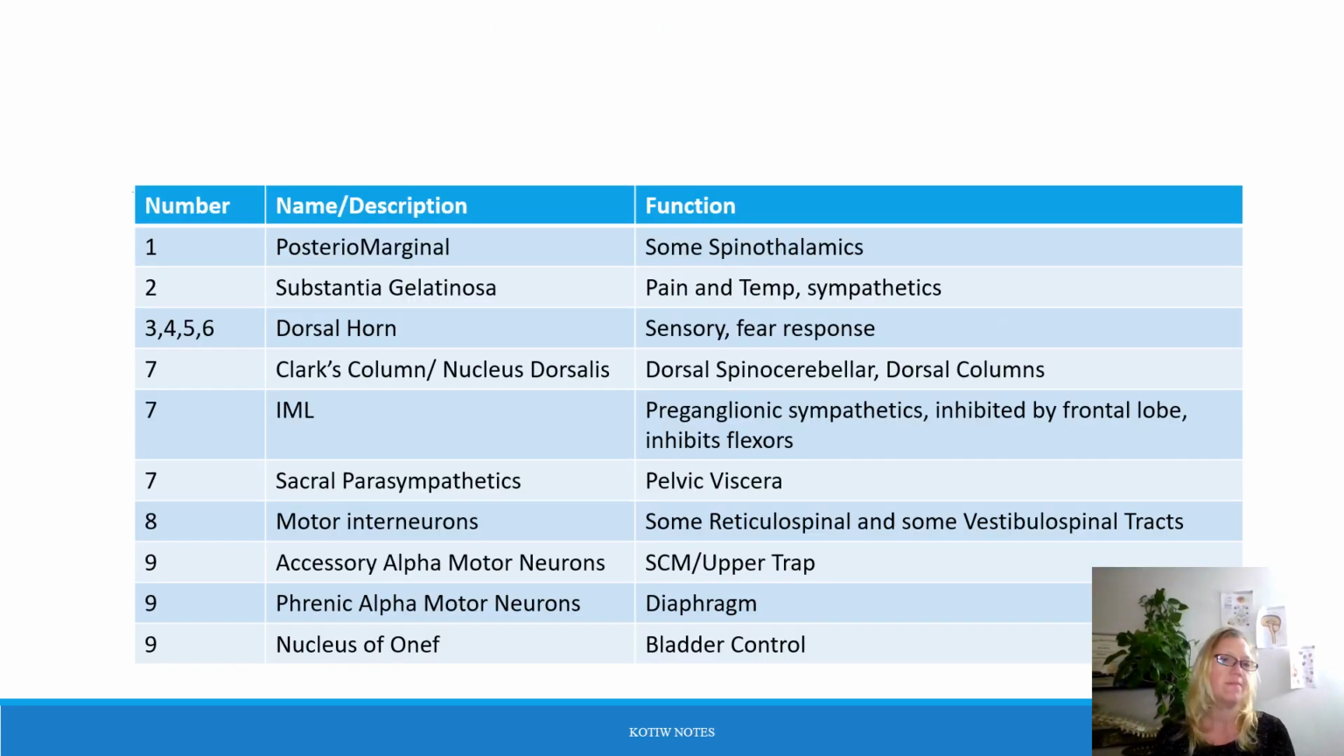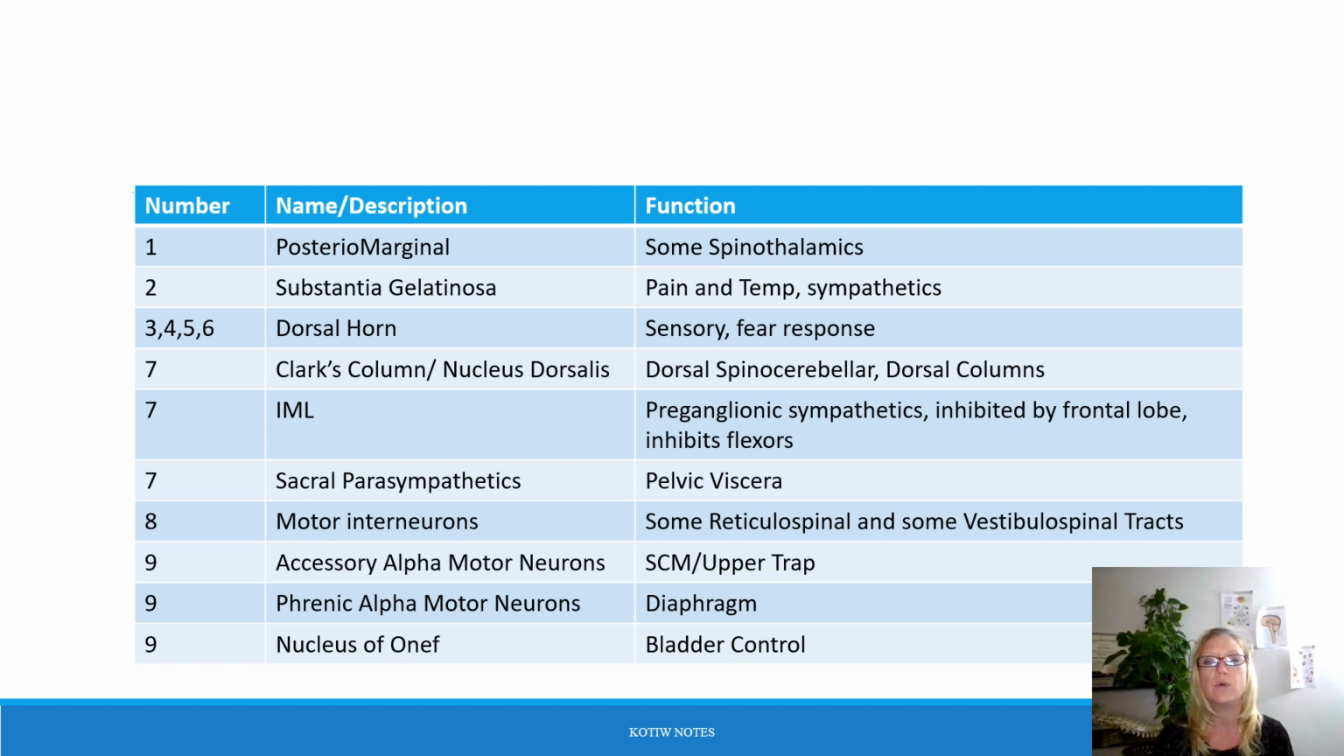So this is the chart that I made while I was studying for my neurology diplomate program. So I think in this order, okay? So the numbers should be on the left, right? And then the name and then the function. That's how my brain organizes these things, okay? So number 1, posterior marginal, some spinothalamics, done. 2, substantia gelatinosa, pain and temperature, sympathetics.